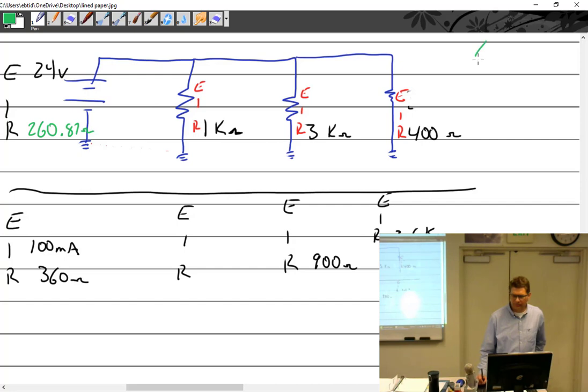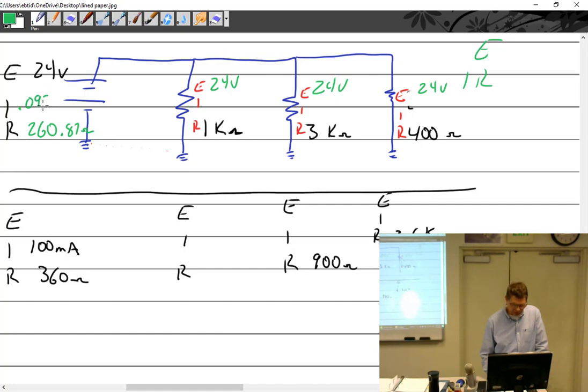Volts all the way. I like that. 24 volts. Now we can just solve for each one of these if we want. And we can solve for this. So that's just simple 24 divided by 260. 24 divided by 260.87 equals, what'd you guys get?